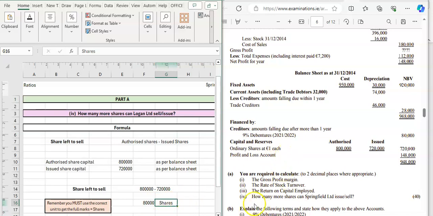So to find out how many more shares can Springfield issue, you're going to take the issued shares away from the authorized shares. That's going to give you 80,000. So they've got 80,000 shares left to issue. So that's number 4 for Springfield 2015, ordinary level question 5.